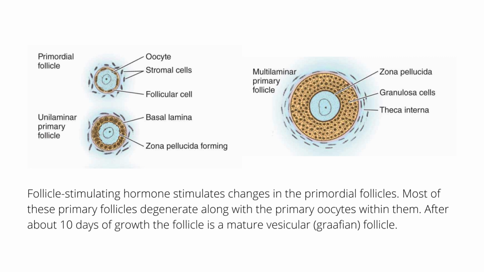Most of these primary follicles degenerate along with the primary oocytes within them, but usually one continues to develop each month. The granulosa cells start secreting estrogen and a cavity, or antrum, forms within the follicle. When the antrum starts to develop, the follicle becomes a secondary follicle. The granulosa cells also secrete a glycoprotein substance that forms a clear membrane, which is called the zona pellucida.